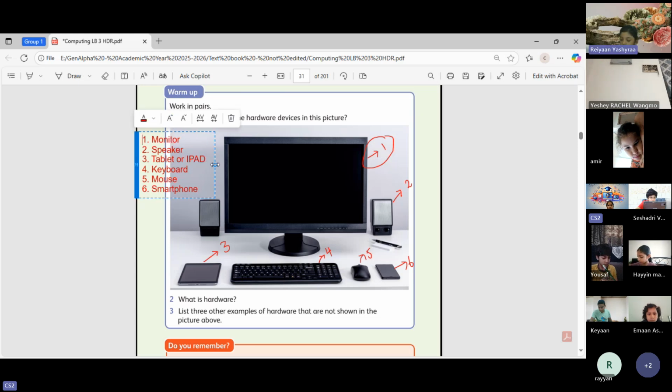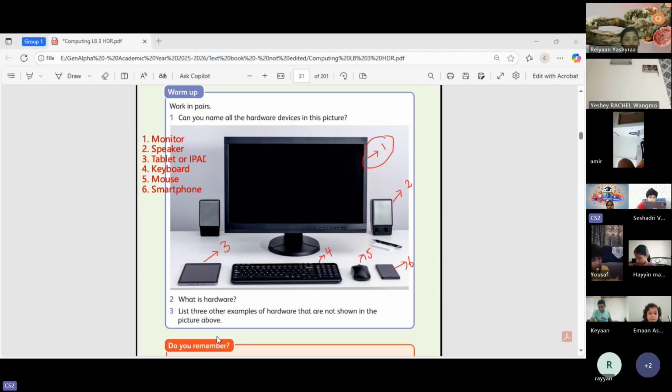The next question is, what is hardware? So what is a hardware? Hardware is a parts. Any other definition of a hardware? We were discussing in yesterday's class, right? Hardware means a physical device, right? Hardware is a physical device that you can touch. Okay, hardware is a physical device that you can touch.